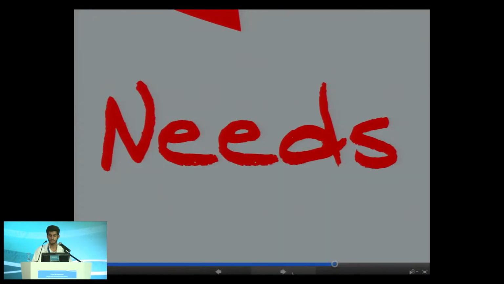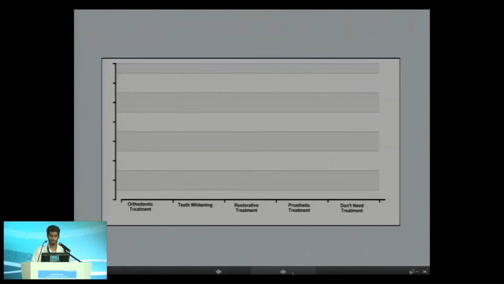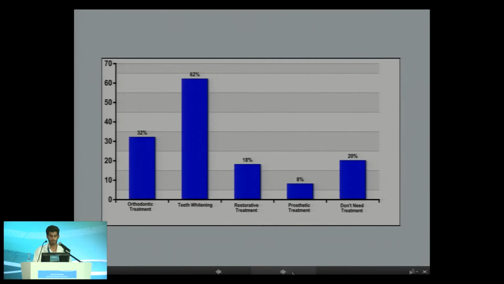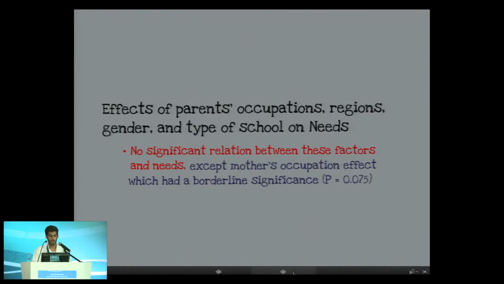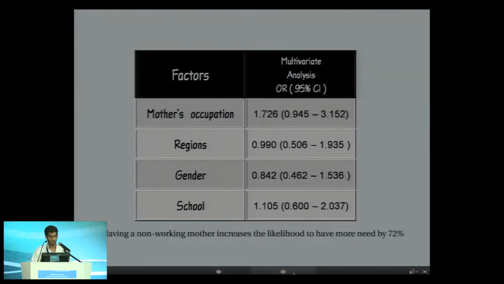And when we investigated the needs for treatment, obviously they are concerned about the appearance more than what they really have. So teeth whitening was one of the most common dental needs that they want, followed by orthodontic treatment, and the least common need was prosthetic treatment. For the effect of parents' occupation, region, gender, and school, we couldn't find any significant relation except for mother's occupation, which had a borderline significance. And having a non-working mother increases the likelihood of having more needs by 72%.